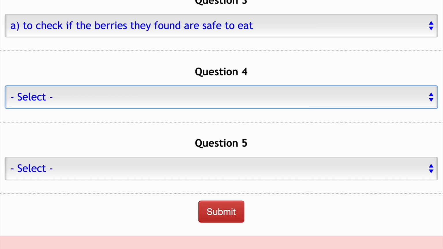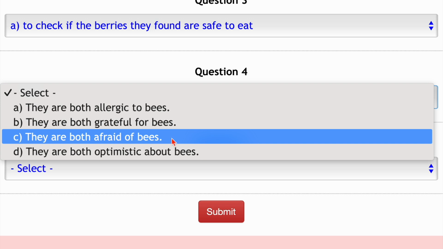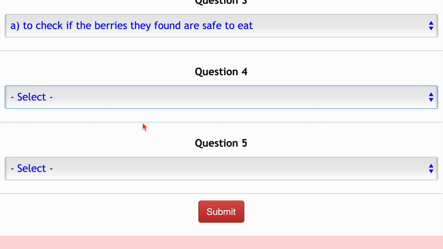Okay. So grateful. Grateful means thankful. They are thankful. Grateful. Not afraid and optimistic. So optimistic means positive thinking. But they are pessimistic. They are negative thinking. They have negative thinking about bees because they're dying. Okay, so B is the answer.